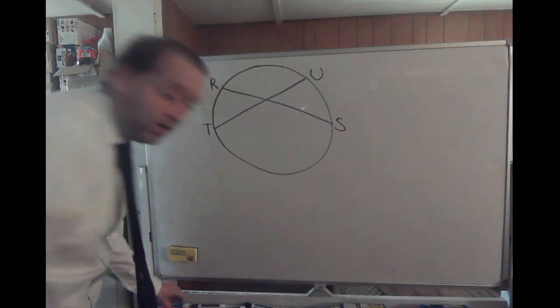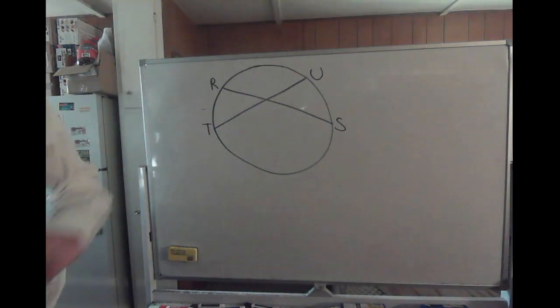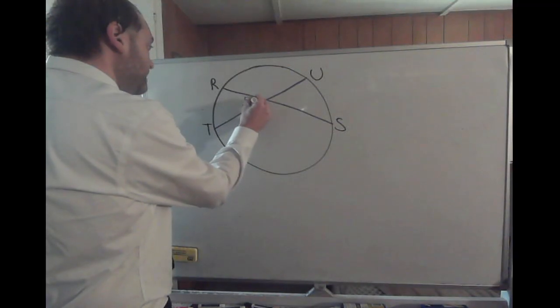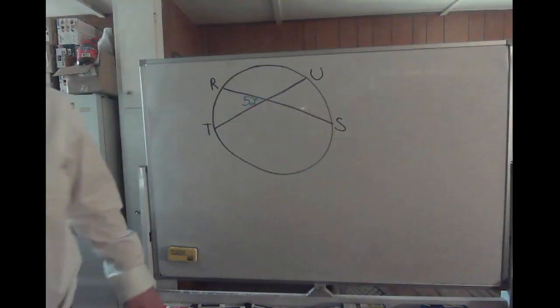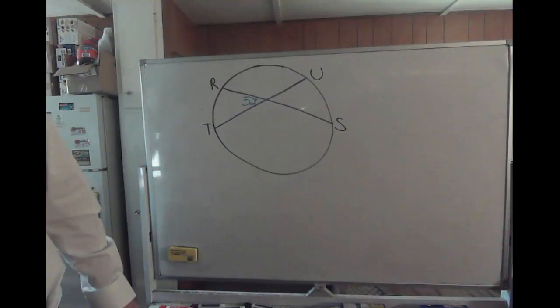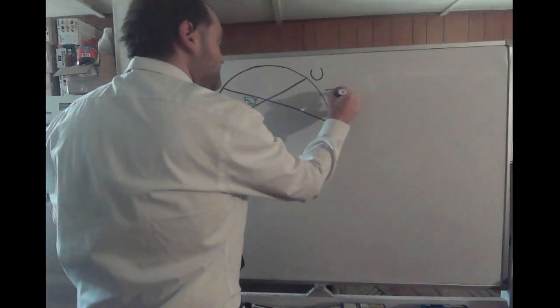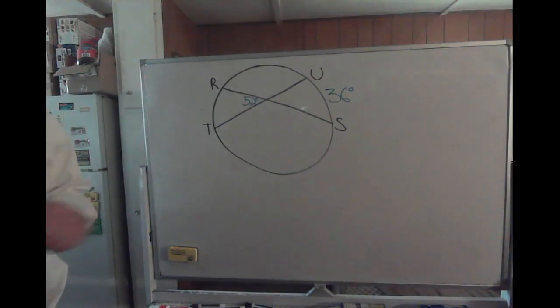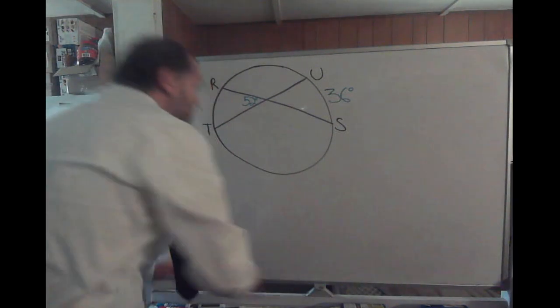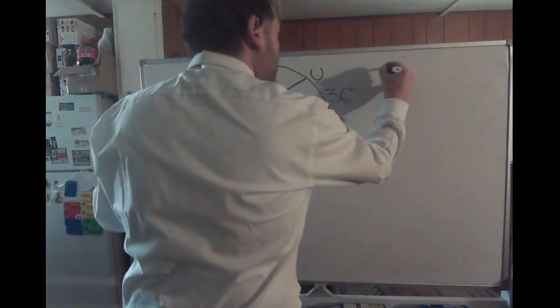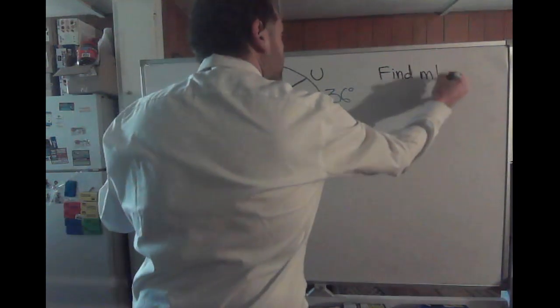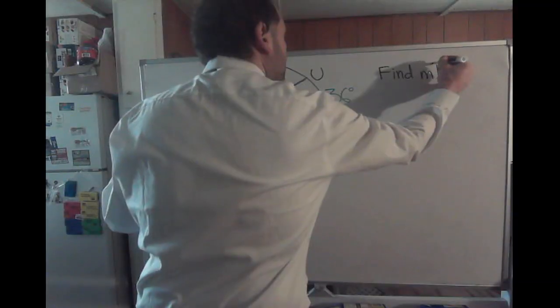Let's see what we got for the very last one. We are given measure of angle 1 is 52 degrees. So here's 52 degrees. Measure of US is 36 degrees. We need to find the measure of RT this time. So we are going to find the measure of arc RT. All right.